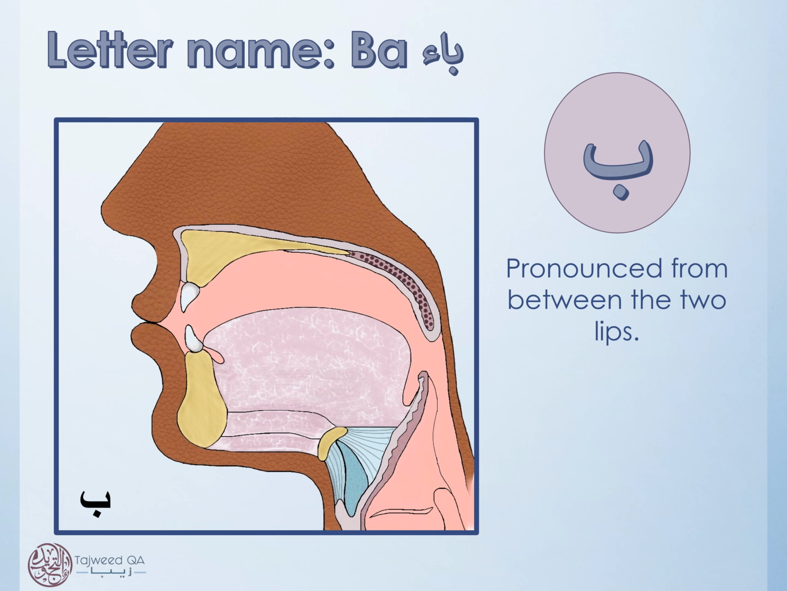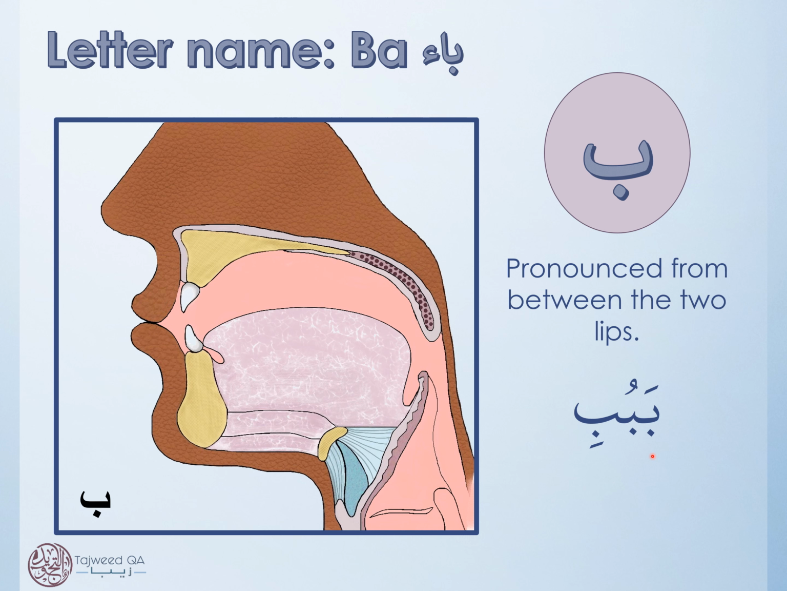So this letter name is ba, and the phonetic sound is also ba. It's pronounced from between the 2 lips. So when it carries one of the vowels, fatha, dhamma, and kasra, then the lips begin from a closed position and they open, accompanied by the vowel that's on them.